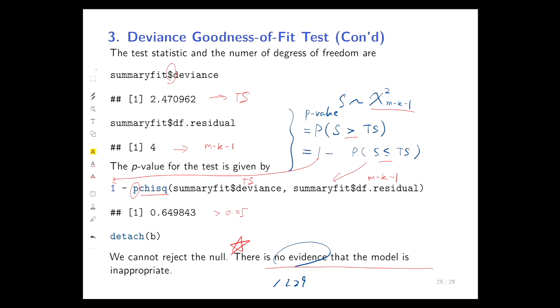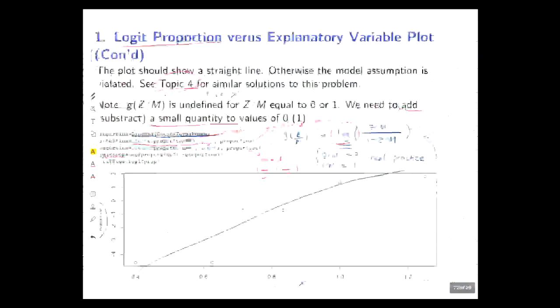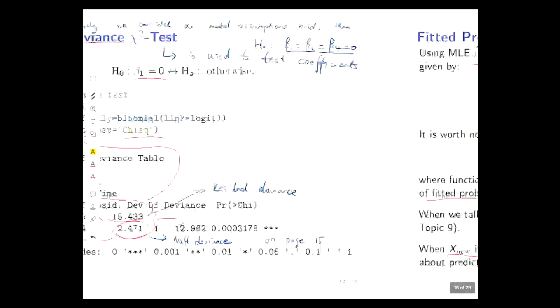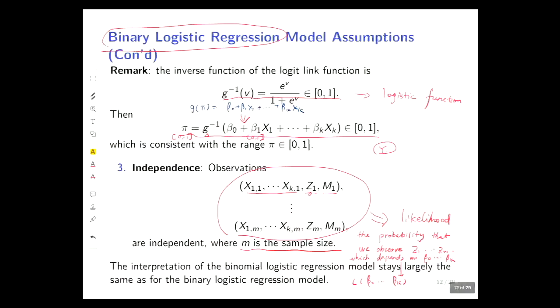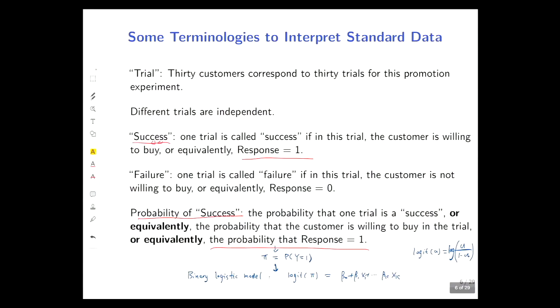I think a student asked a question: is this deviance goodness of fit test the same as the overall significance test in R? If you still remember the overall significance test, what's its meaning? It's actually a special case of the chi-square dropping deviance test, remember?